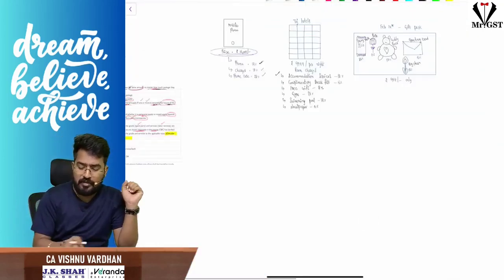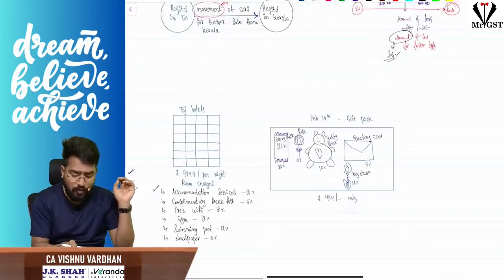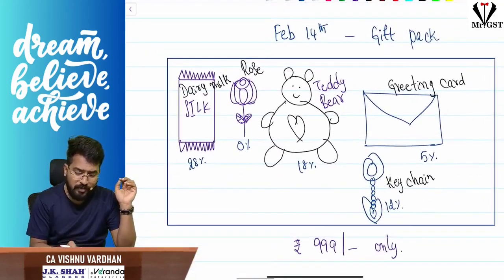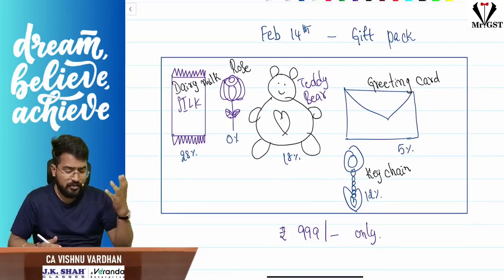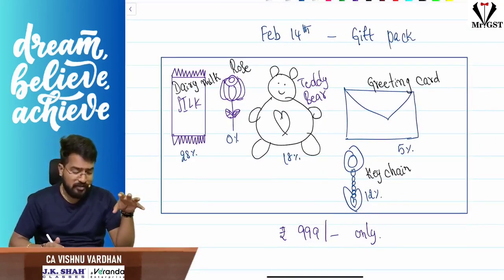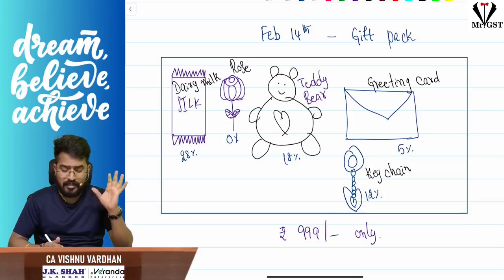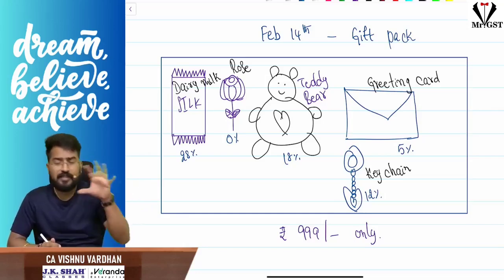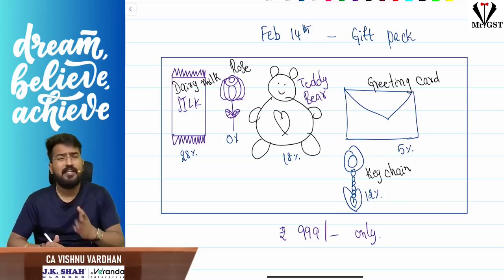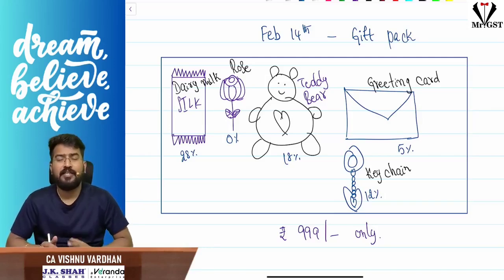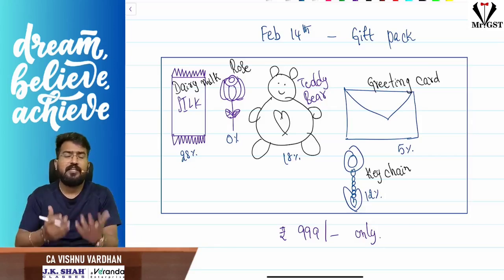Now, for example, on your favorite festival, that is Feb 14th, you go to any shop and you'll find this gift box where you have Dairy Milk Silk, a rose (I tried my level best to draw a rose there), a teddy bear, greeting card, keychain, all these things. So in this bundle, sir, there are many items subject to different GST rates. Are they naturally bundled? Of course not. In that case, what is the tax treatment? Sir, it will be treated as mixed supply.